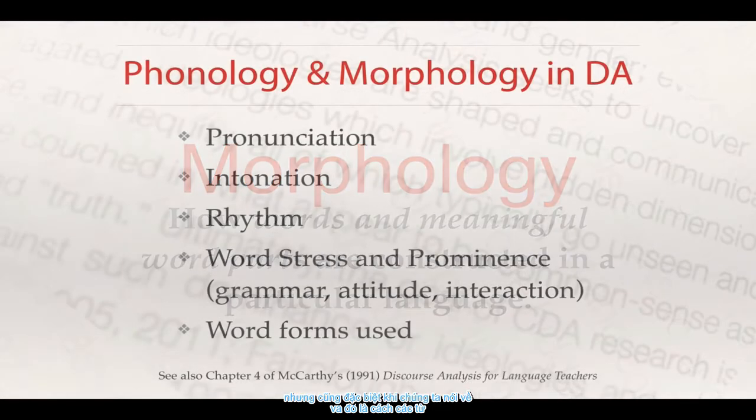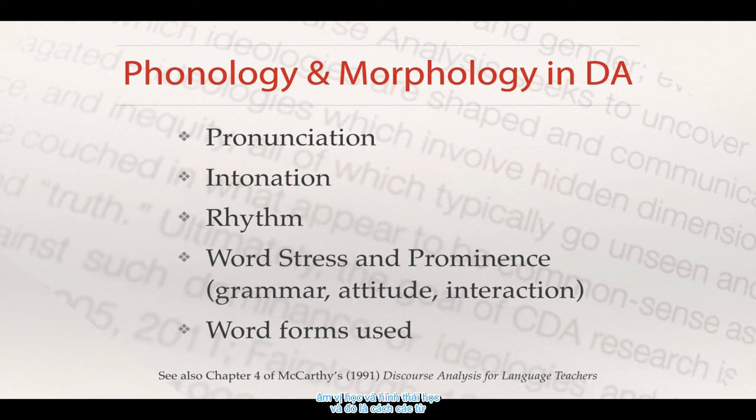But especially when we're talking about discourse analysis, phonology and morphology, we think about things like pronunciation, we think about things like intonation, we think about things like rhythm, and particularly oftentimes discourse analysts will be interested in things like word stress and prominence. So how the actual sound of the word is used within a sentence.